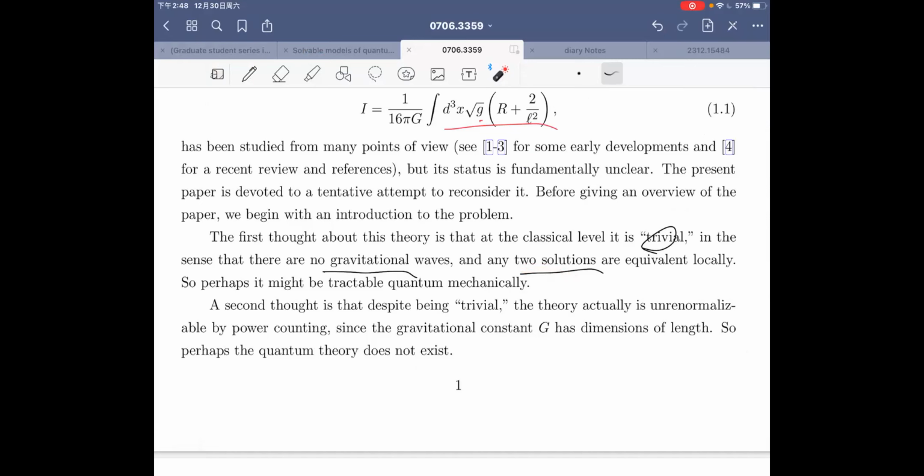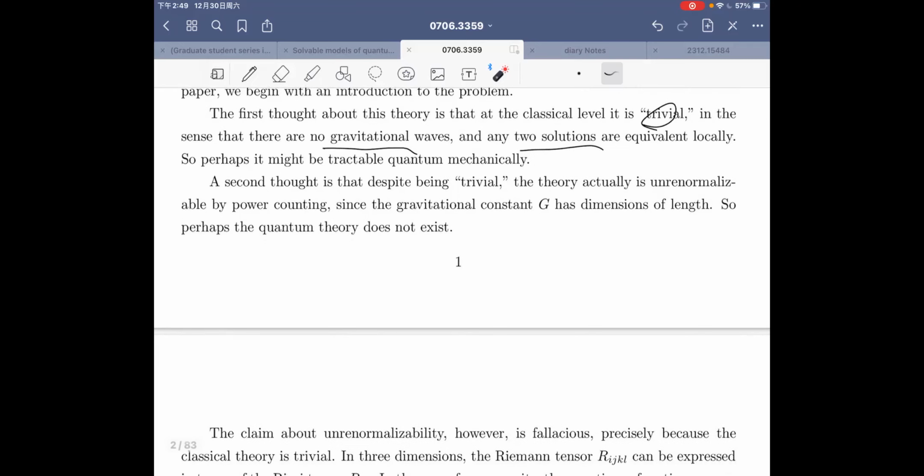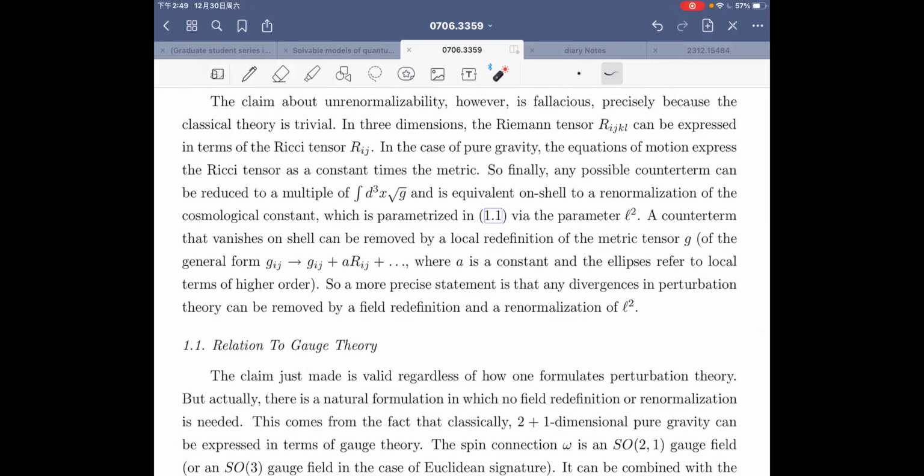However, unfortunately, if you want to deal with it with the methods of QFT, that is because if you do the dimensional analysis, then this theory appears to be non-renormalizable. Yes, but in reality, it is not the case. Although it is non-renormalizable, you would have to add an infinite number of terms.